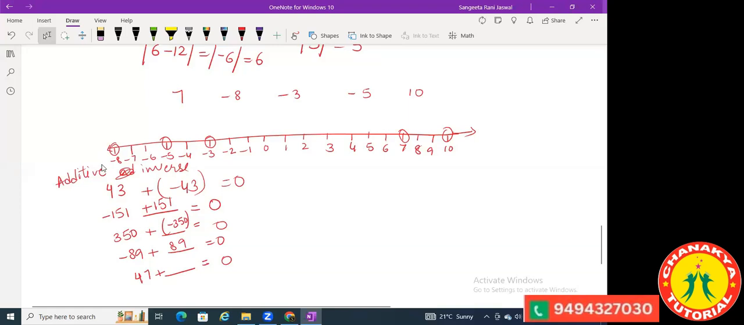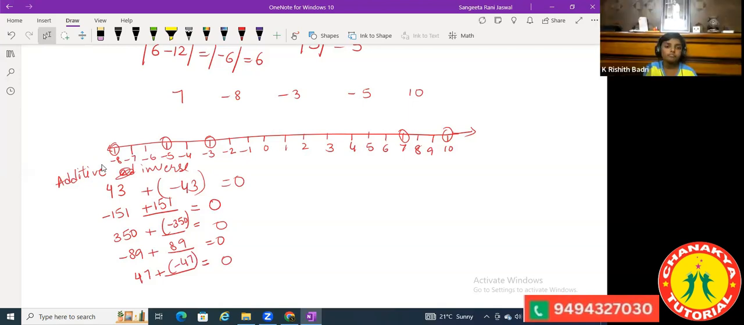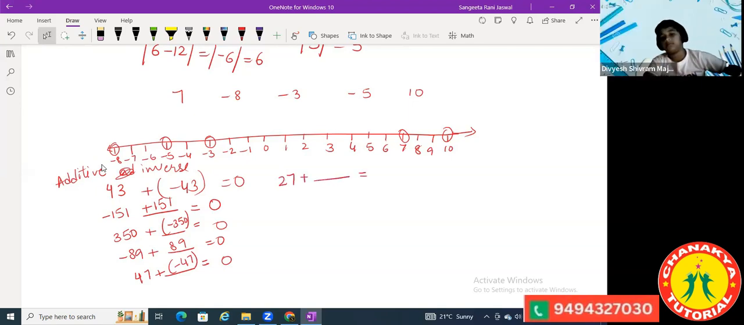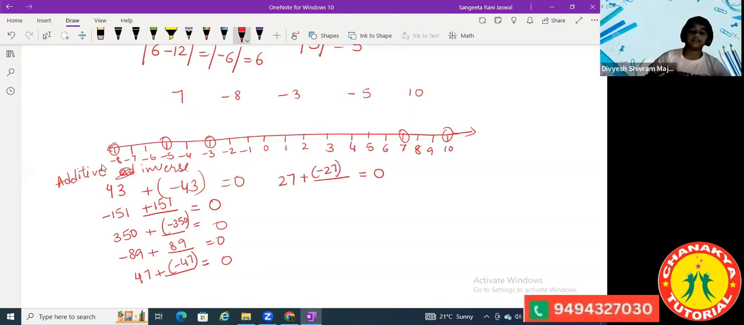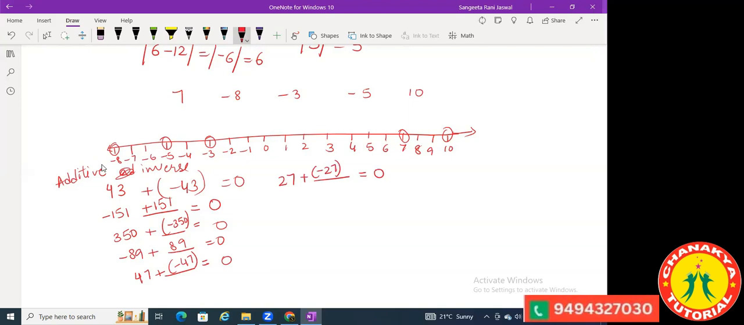Very nice. So this shows that you all have understood the concept of additive inverse. Am I right? Yes, ma'am. Tell me what is the additive inverse of 27? Minus 27. Very nice.